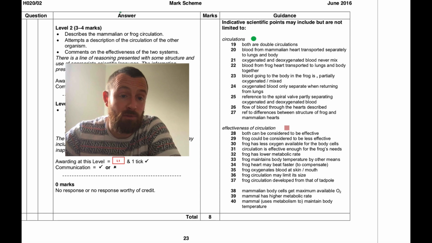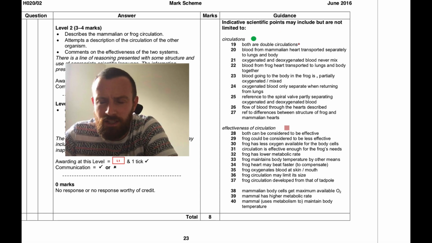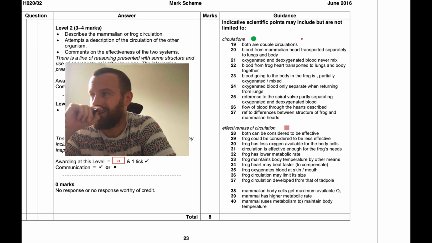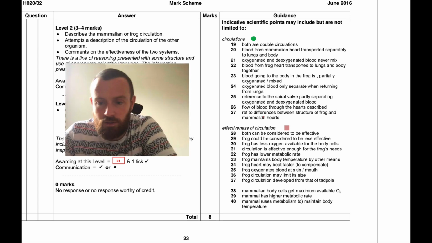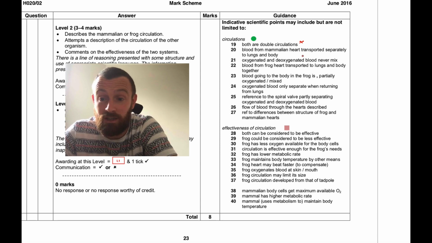Yeah, so we do get some of the points for some of the things that we've said. Did I say double circulation? I don't think I did, so I could miss that point. Blood from mammalian heart transported separately to lungs and body. Did I really talk about that? I did talk about that. Blood and oxygen never mix. Blood from heart transported to lungs and body together. I think I talked about that.